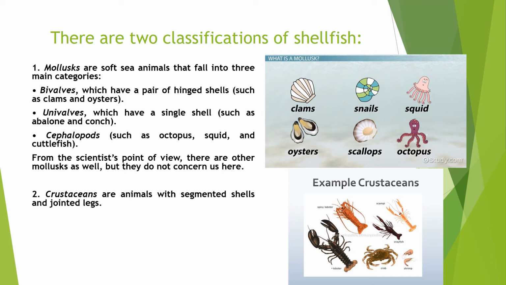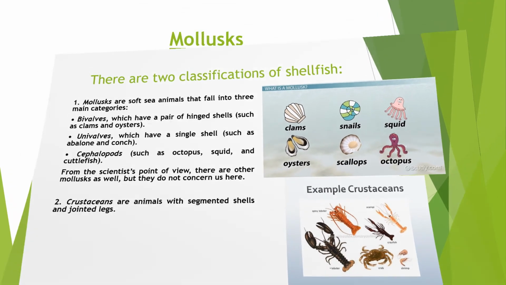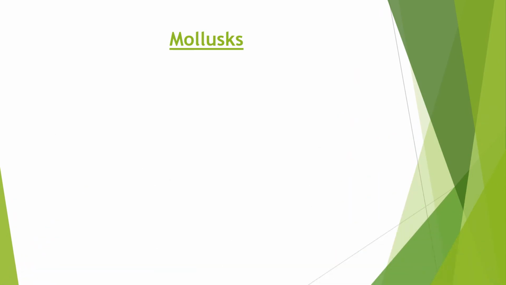So remember, there are two classifications of shellfish. The first one is the mollusk, and the second one is the crustaceans. All right, and over here we see the example. So the first one, mollusk.